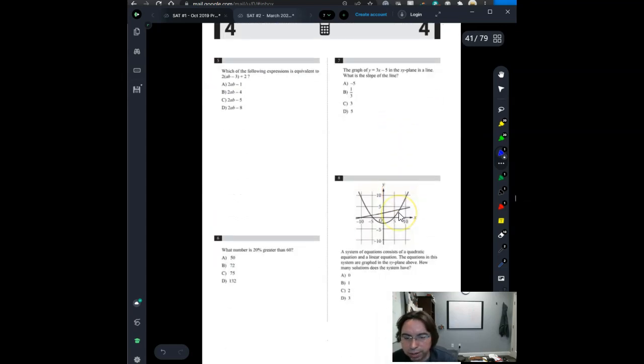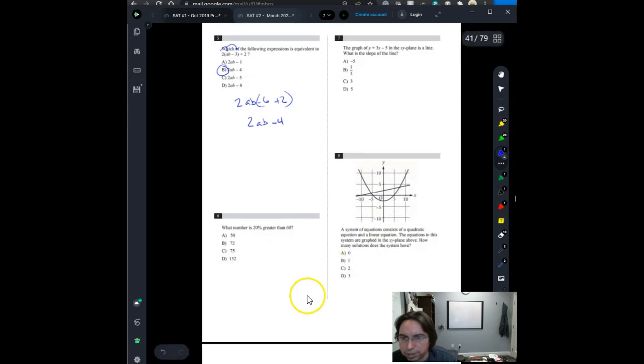Okay, let's look at number 5. We've got some sort of distribution here, and we're looking for which equation is equivalent. We distribute the 2 into both of these terms, which gives 2AB, which we see in all of these, minus 6 plus 2. We need to make sure we combine those terms, so it's 2AB minus 4. B is the answer choice on that one.